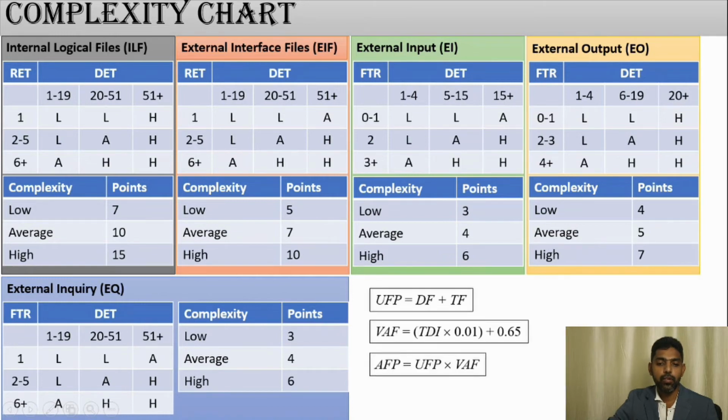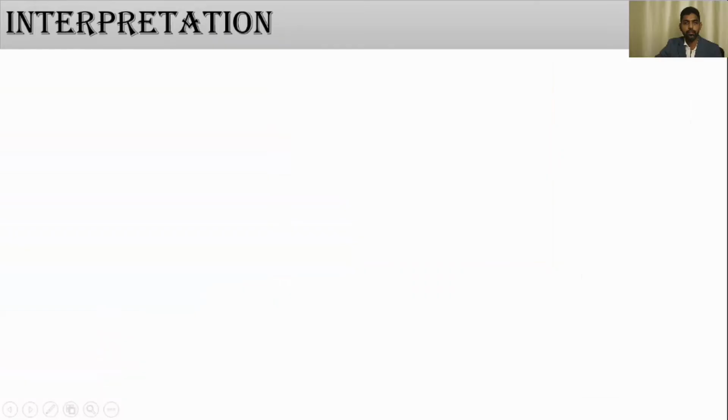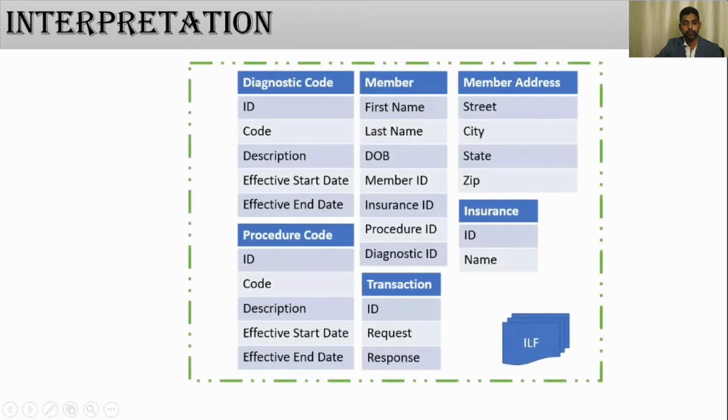These are some of the formulas that I will be using. That is, unadjusted function point is equal to data functions plus transaction function. The value adjustment factor is equal to TDI into this, and adjusted function point is equal to unadjusted function point into value adjustment factor. Let's work through the interpretation.